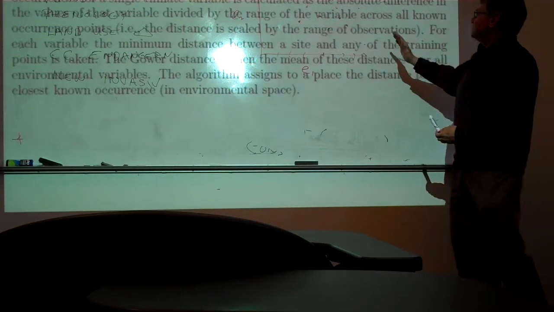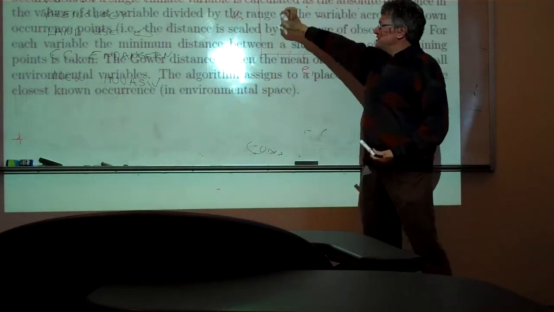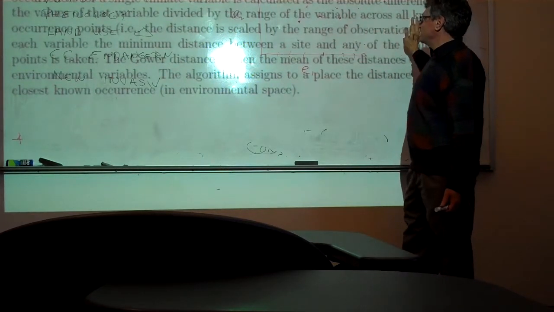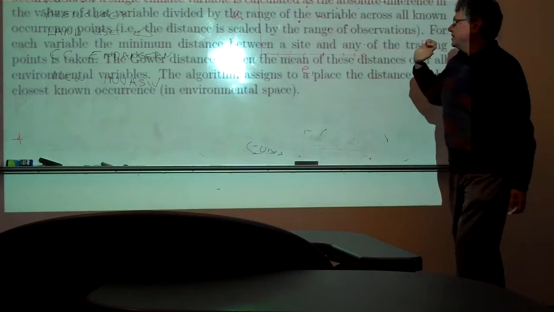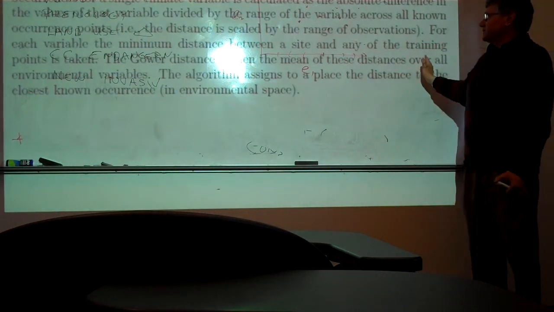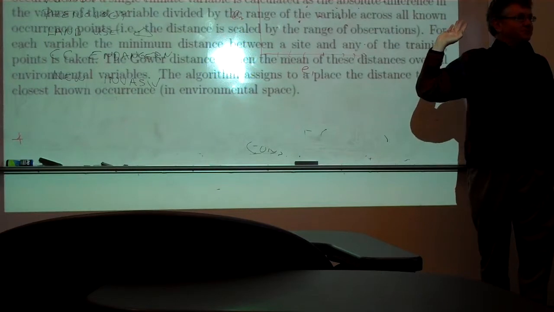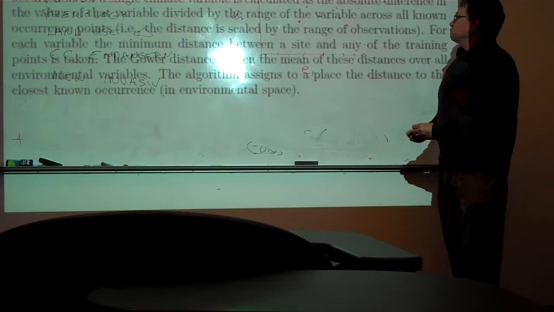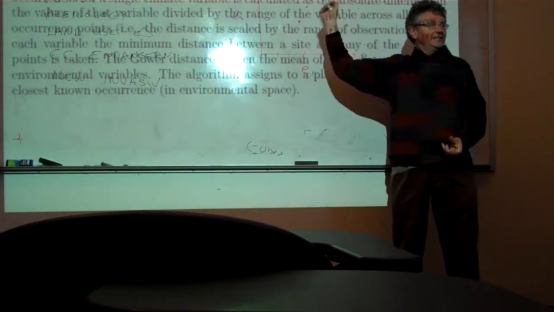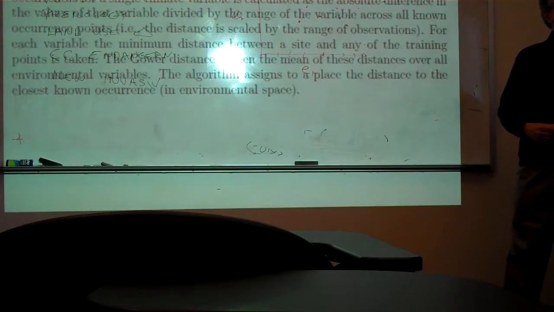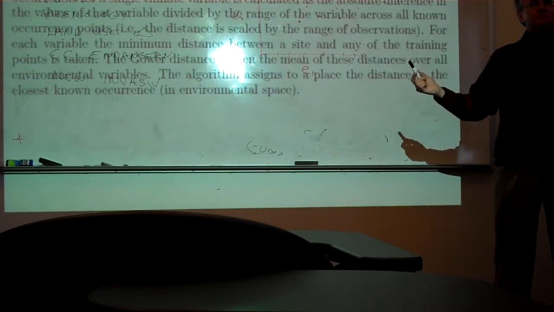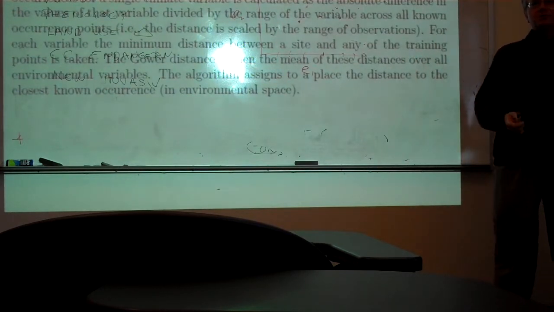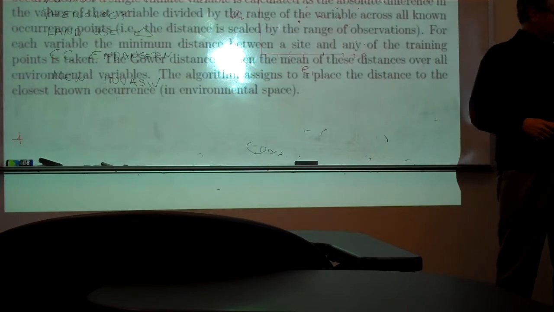So you calculate those distances for any given arbitrary point in environment space. They're scaled appropriately, and then you take the mean of those distances across all the environmental variables, and that's called the Gower distance. So it's a distance metric in the environment space that says how far away am I from the nearest part of the environment where the species is observed.